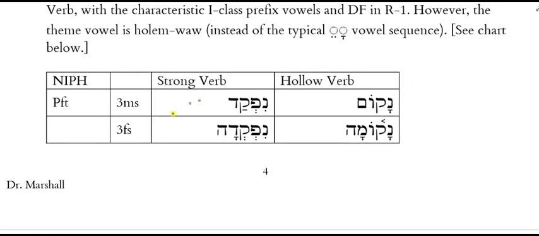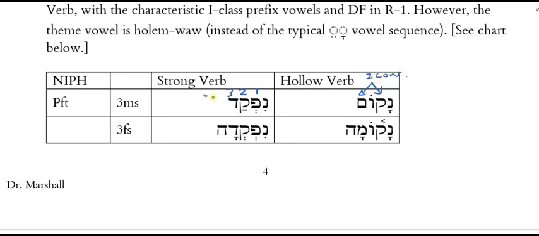So in the nifal, for just the perfect, we have our strong verb. I've given this to you just to remind you. Nifqad. He was appointed. And for qum, it becomes naqom. So here, nifqad, I get all three consonants. Here, with naqom, I only have two consonants, right?